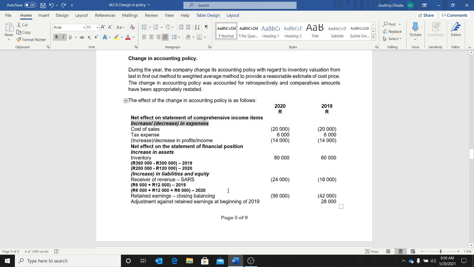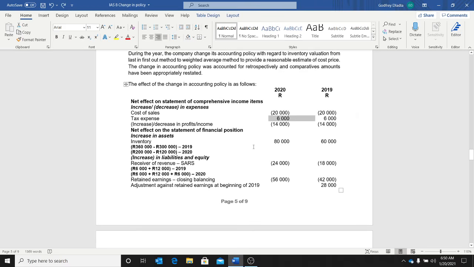You are not forced to always put a decrease in a bracket. You can put your increase in a bracket, a decrease out of a bracket. It doesn't matter, as long as when I read the figures here, if I see something in a bracket, I understand what it means. If 20 is in a bracket, it means it's decreasing here. If something is not in a bracket, it means it's increasing. The 6 is not in a bracket, that means it's increasing.